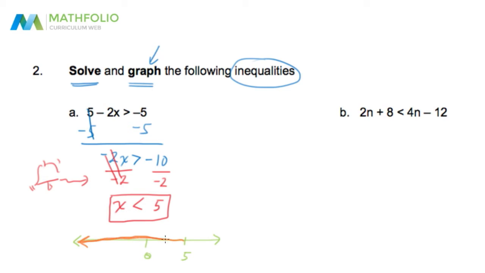So I'm kind of going to shade this a little. You'd be expected to be very neat with this. Any number less than 5. So I've shown it with an arrow also. But we have to indicate whether the number could be 5.